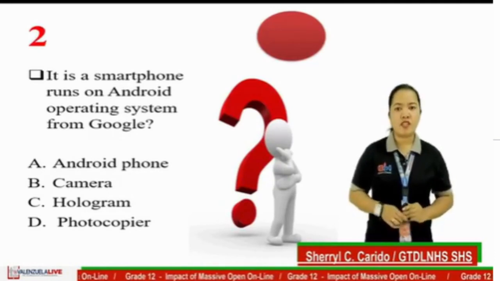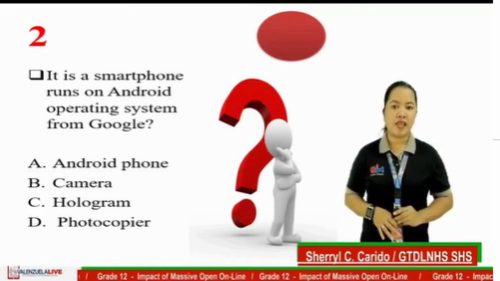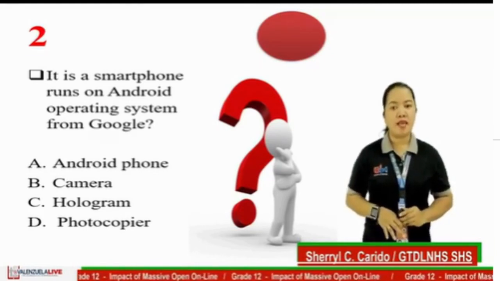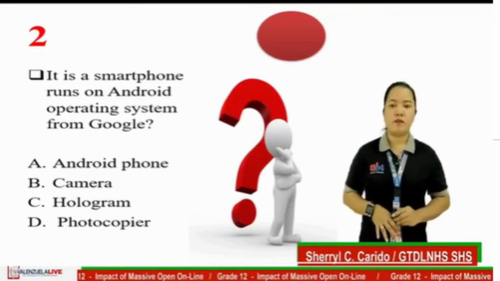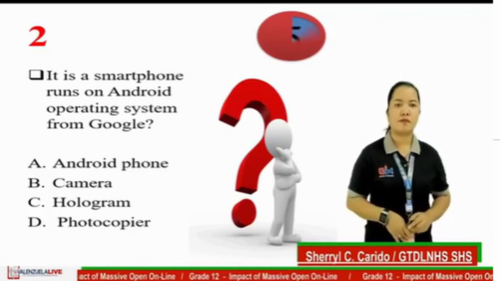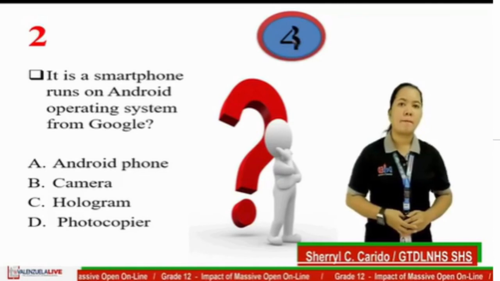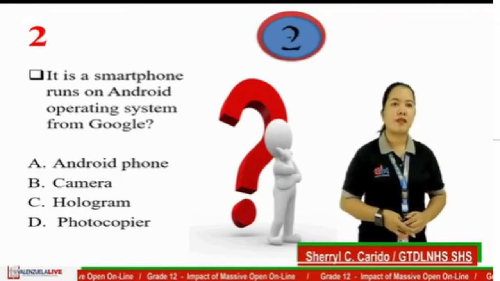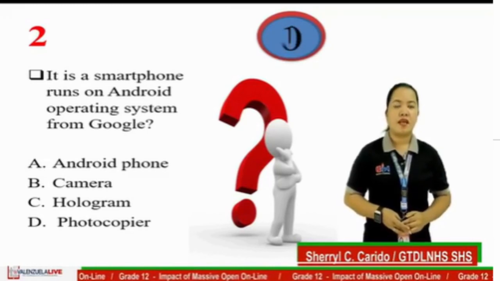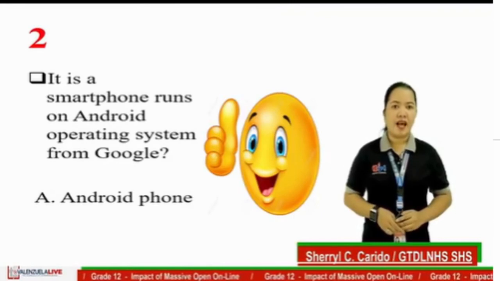Next, for question number 2, it is a smartphone that runs on Android operating system from Google. A. Android phone. B. Camera. C. Hologram. Or D. Photocopier. Your 5 seconds starts now. Time is up. The answer is letter A. Android phone.